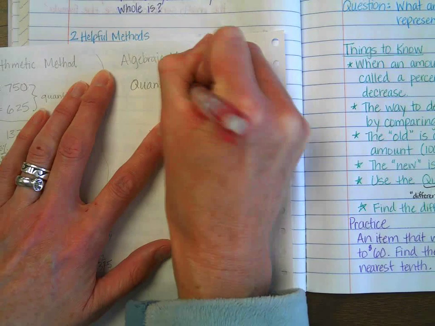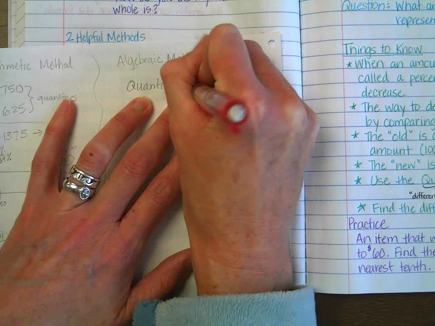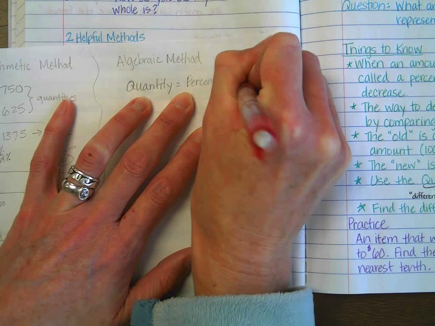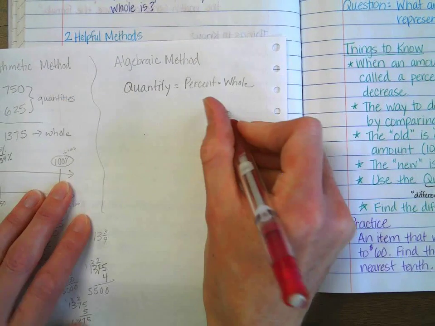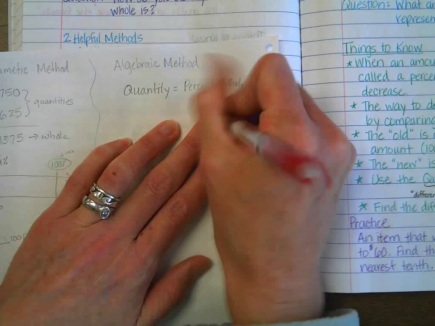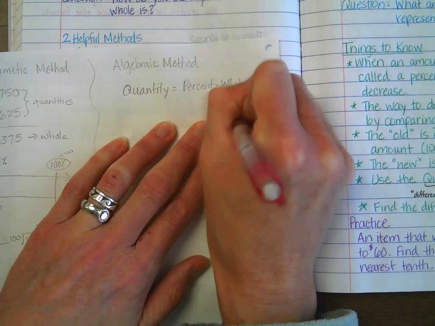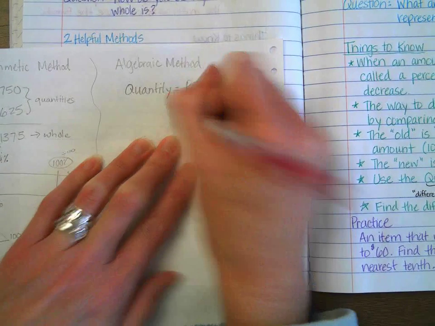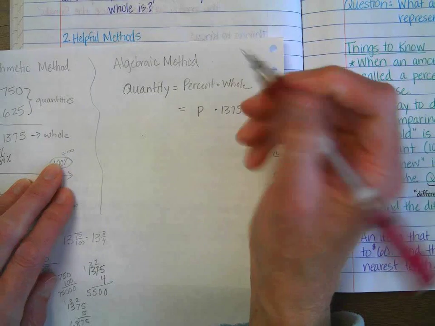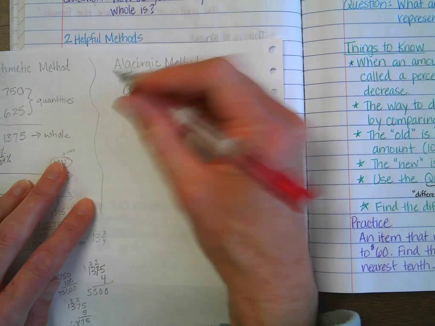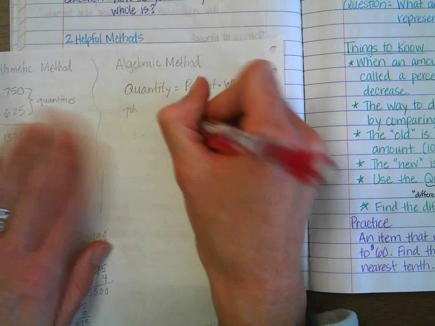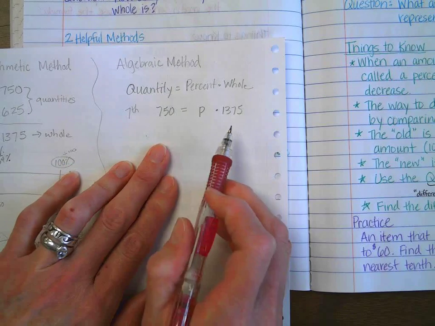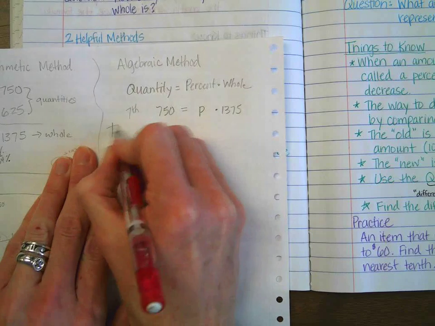things are easier. So if we use the algebraic, we are saying quantity equals percent times whole. Okay, we know what our whole is. Our whole is the total students, so we know that that's 1375 times the percent we don't know, so we'll put a variable, p for percent. And then we have to do it twice because we have to do it for 7th grade quantity. So 7th grade is 750. Okay, so we know how to solve this.